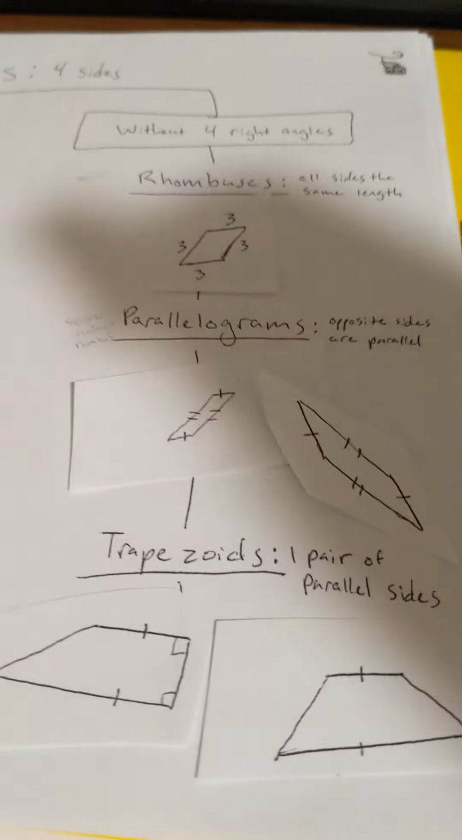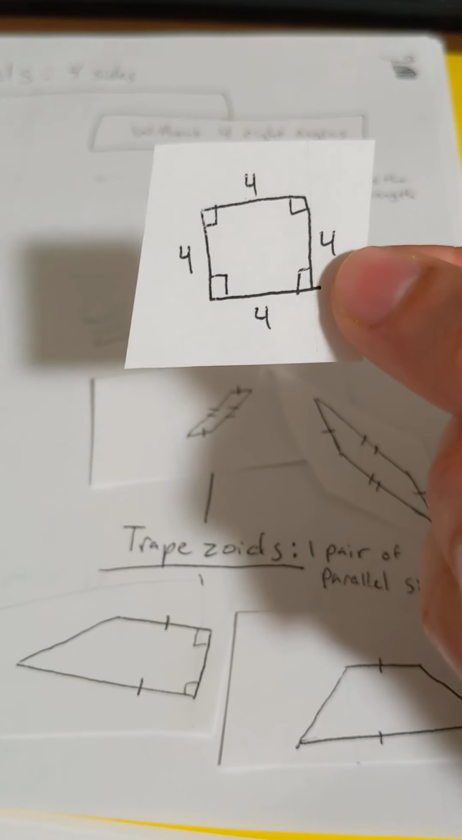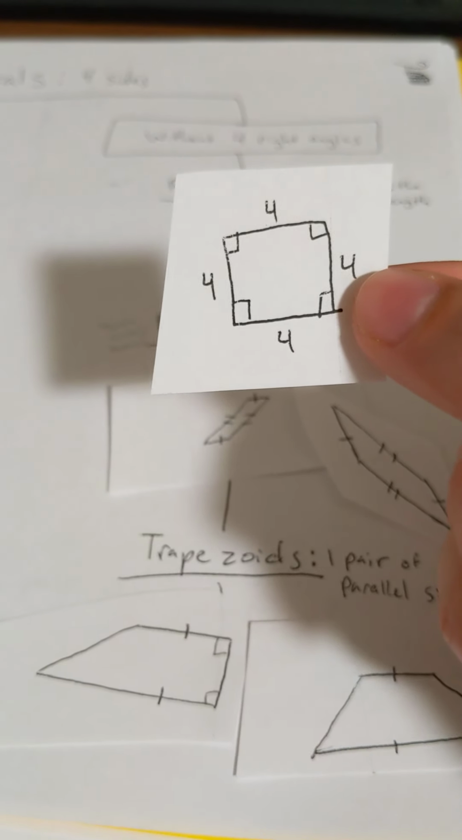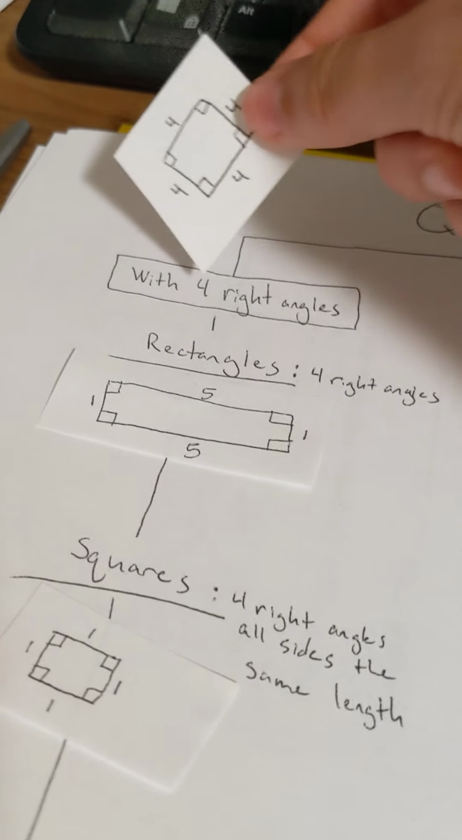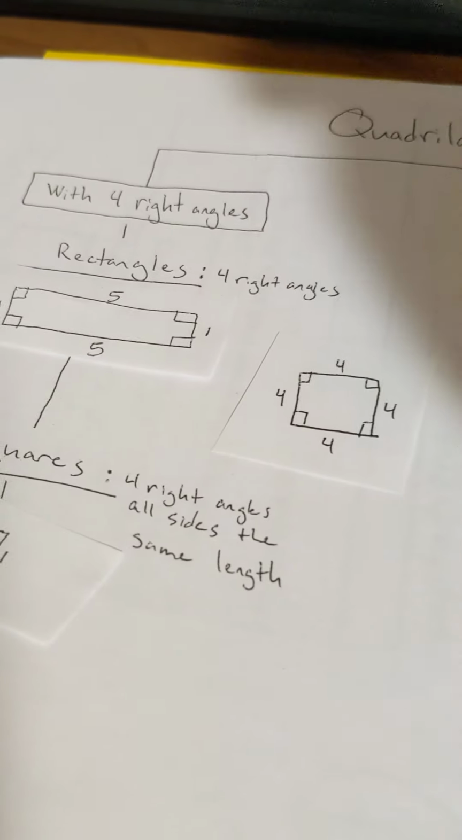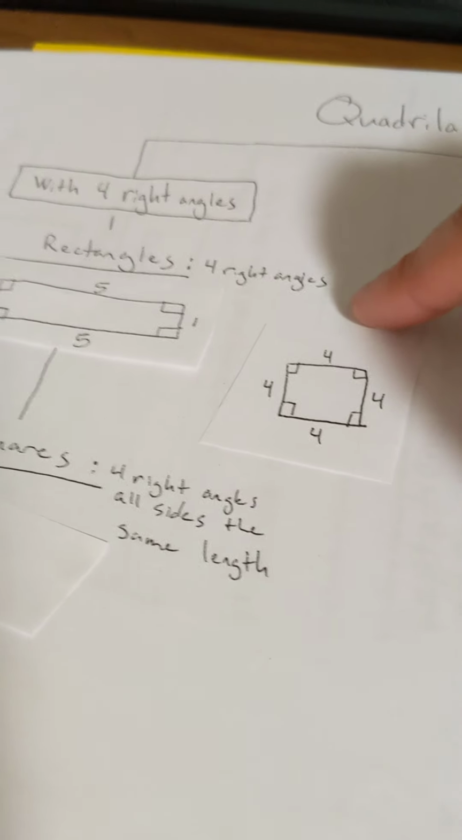Okay, let's pull up our next one. Do we have 4 right angles? Yes, we do. So we're going to be on the other side with 4 right angles. Okay, so rectangles have 4 right angles, and this has 4 right angles, so we know it's a rectangle.